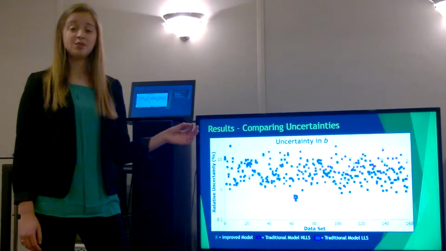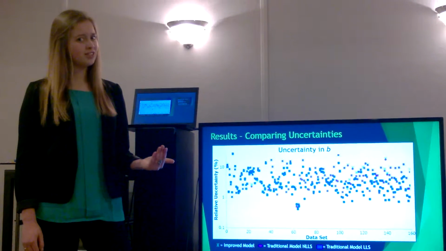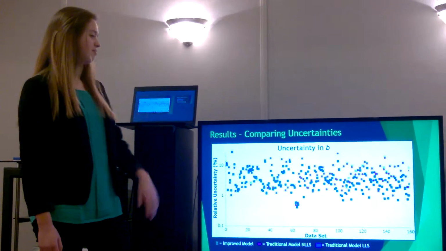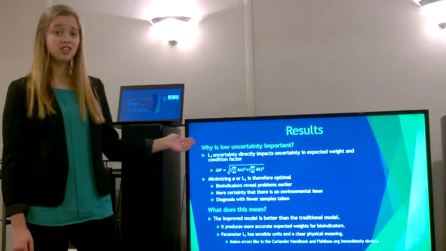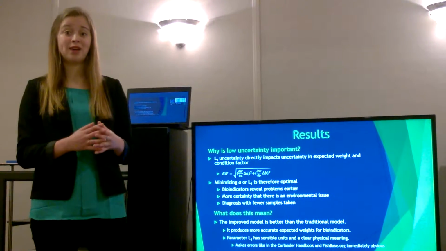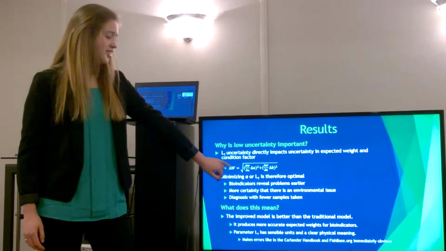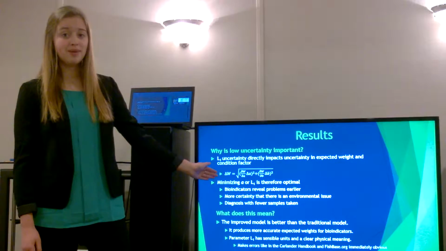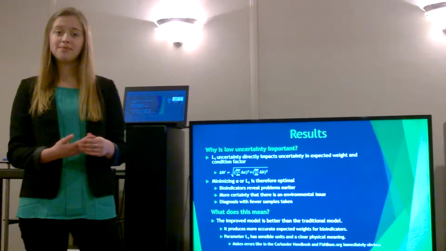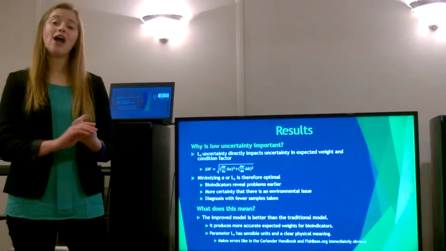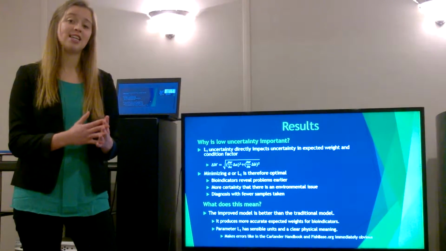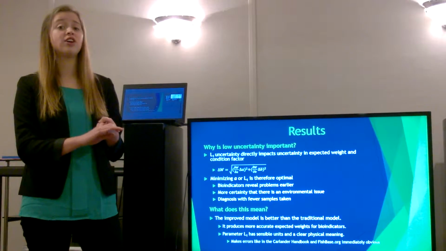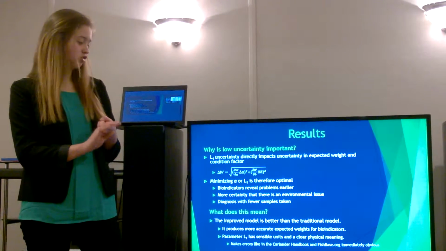But thankfully, since B uncertainties were comparable and L1 uncertainties were greatly reduced, the improved model is clearly better than the traditional model. Especially because L1 uncertainty directly impacts the expected weight and condition factor. The uncertainty in expected weight is at least that of A or L1, so it's really important to minimize A or L1. When you minimize them, like I did in the improved model, you get more accurate bioindicators, which means that you can detect problems in environments with fewer samples of fish, and you can detect problems earlier in emergence. You can address them before they get out of control.